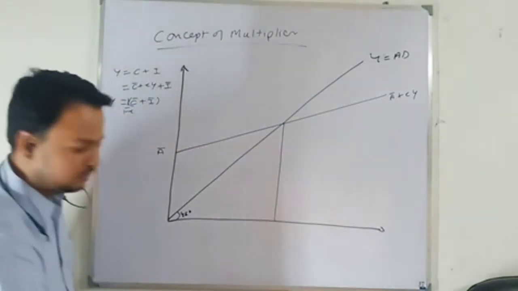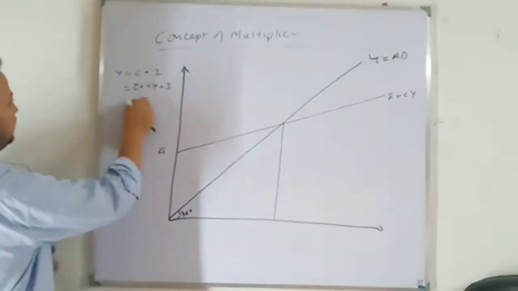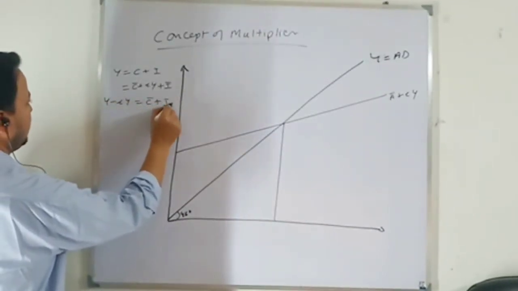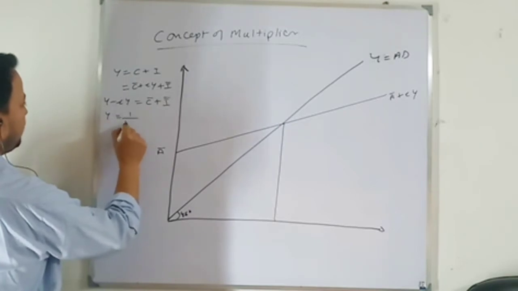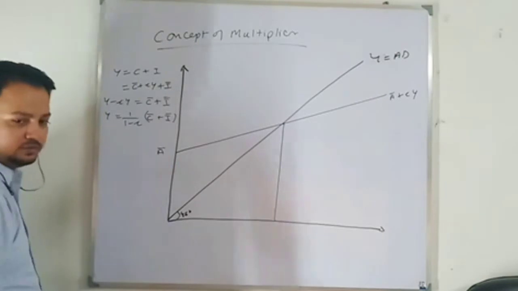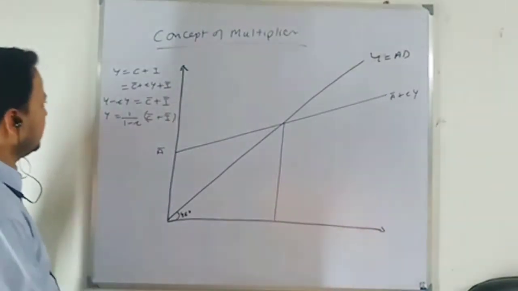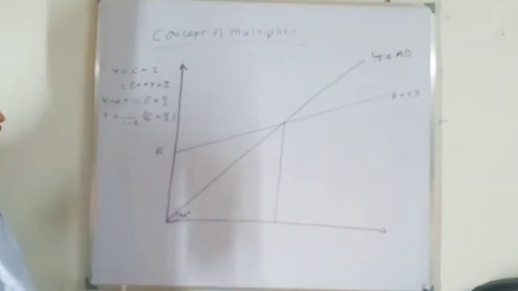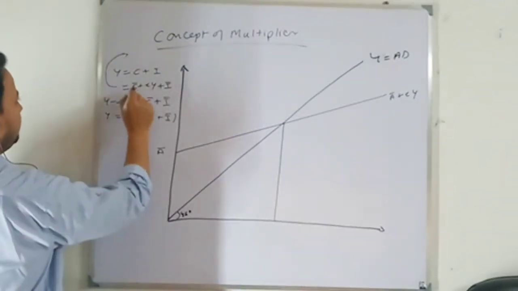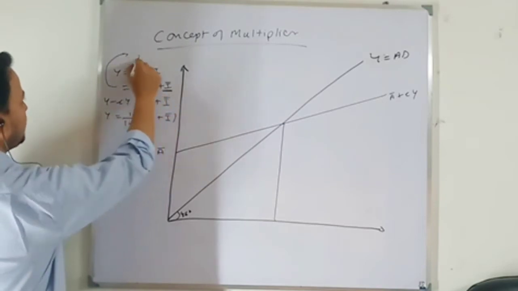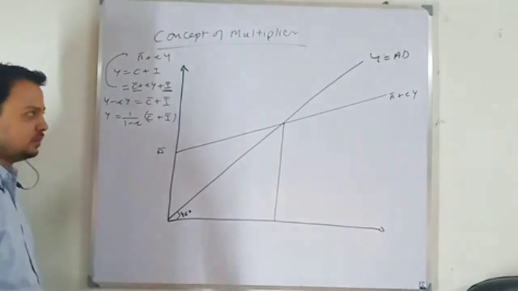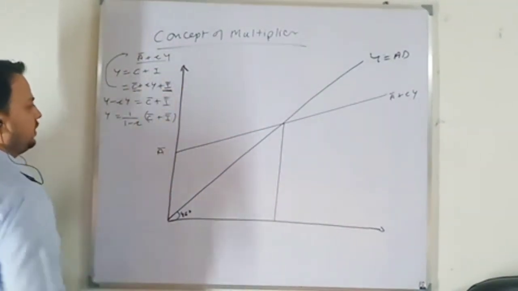Let me write it again. So Y minus small c Y equal to C bar plus I bar. Y will be common, then you will get 1 over 1 minus c times C bar plus I bar. So this is A bar. Instead of writing all this, I have taken this term, combined this autonomous part A bar plus small c Y. So I have drawn this line, A bar plus small c Y.